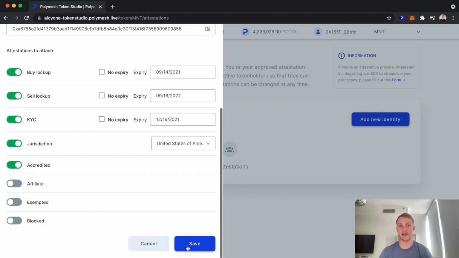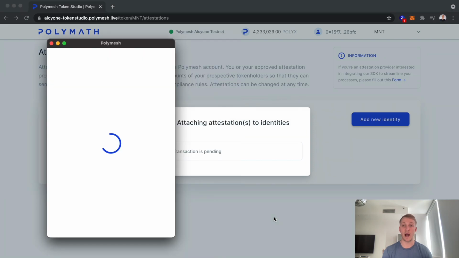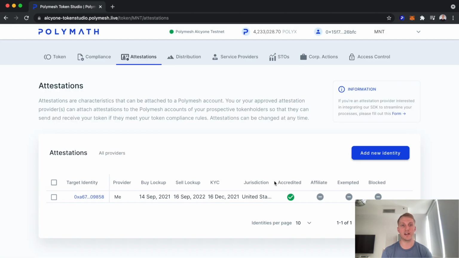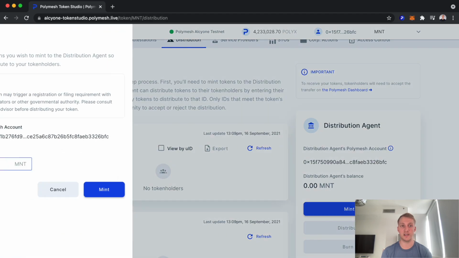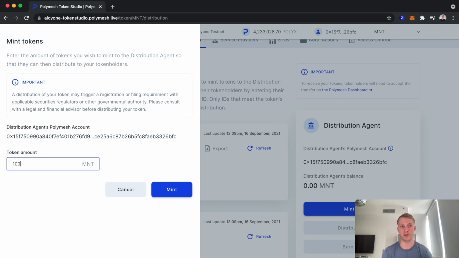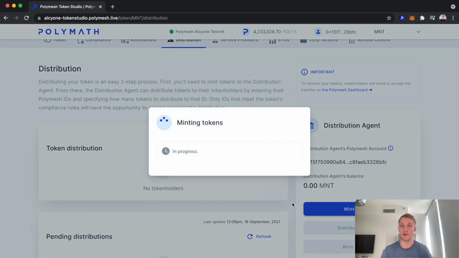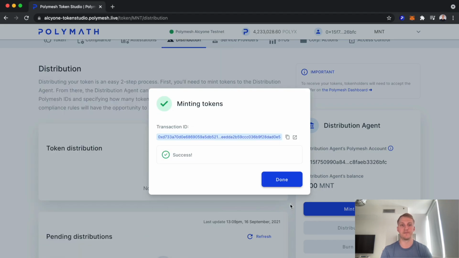And so based on this attestation that an approved attestation provider is making about Alice, Alice will be able to hold MNT tokens. However, if any of this information did not fit with the compliance rules that we created for MNT, Alice would not be able to hold security tokens. And so that's what enables holders to maintain compliance in the primary market, but also in the secondary market as time goes on using Polymesh.